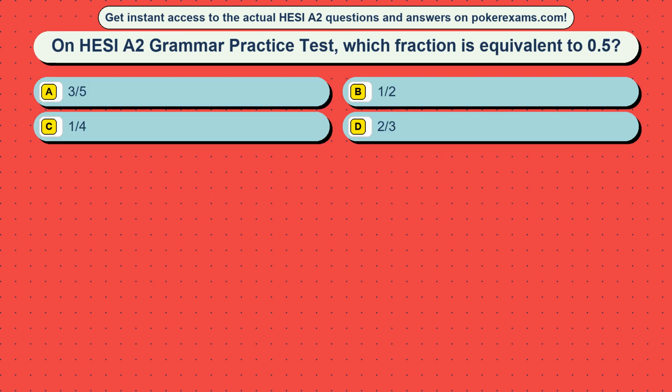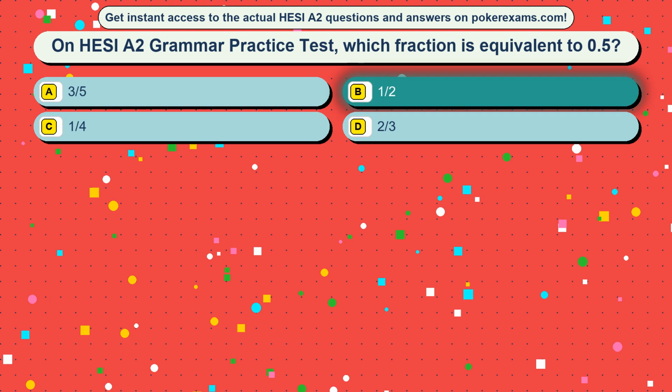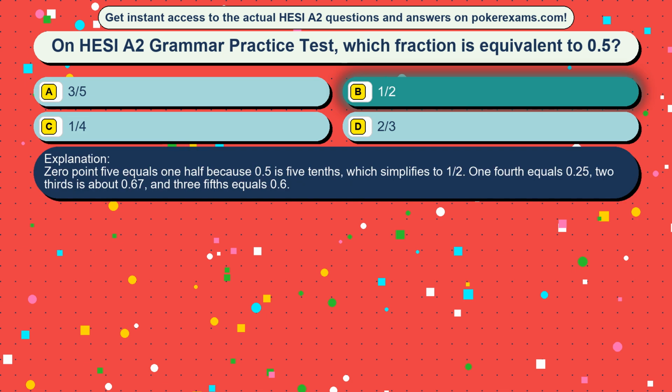Question 4. On HESI A2 Grammar Practice Test, which fraction is equivalent to 0.5? Option A, 3/5. Option B, 1/2. Option C, 1/4. Option D, 2/3. The correct answer is Option B, 1/2. 0.5 equals 1/2 because 0.5 is 5/10, which simplifies to 1/2. 1/4 equals 0.25, 2/3 is about 0.67, and 3/5 equals 0.6.